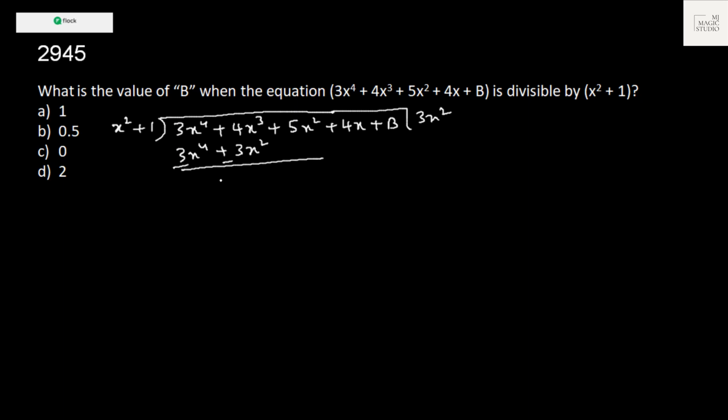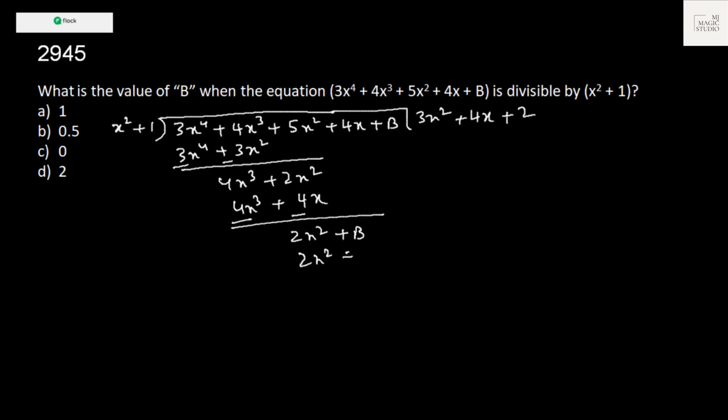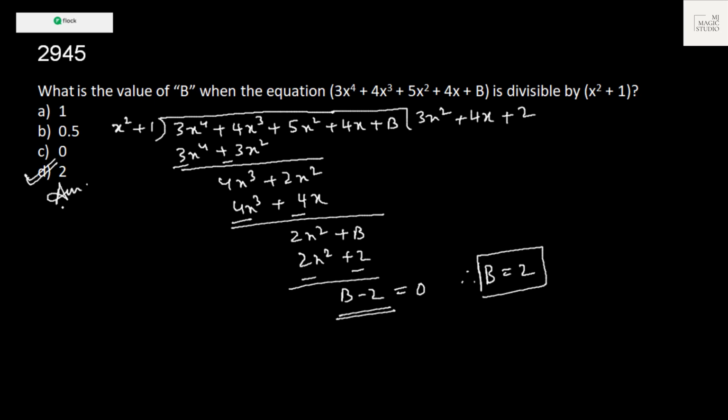Okay, so we get here minus 4x cube plus 2x square plus 4x cube plus 4x minus, we get 2x square, 4x cancels out here, plus b. So this will go 2 times 2x square plus 2, we end with b minus 2. So b minus 2 is the remainder, and since it is divisible, b minus 2 should be equal to 0. Therefore the value of b is 2. Option D fits in.